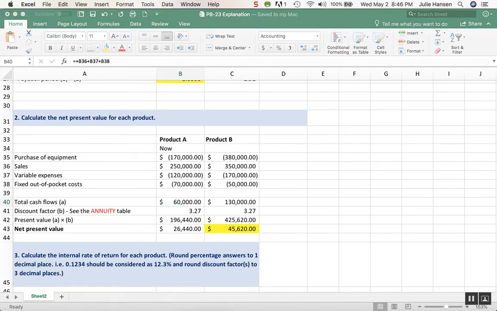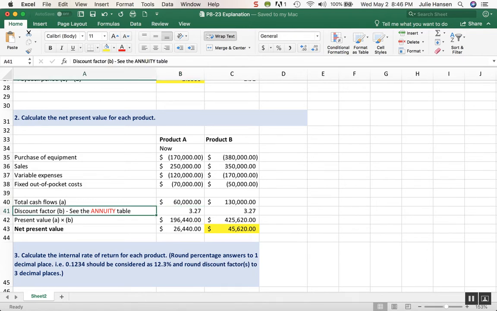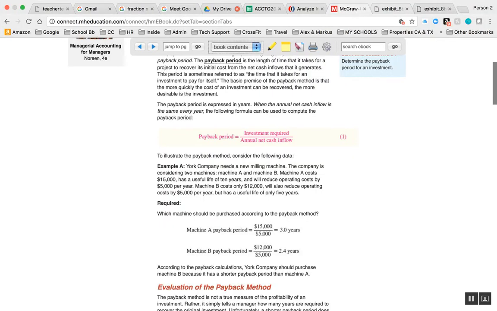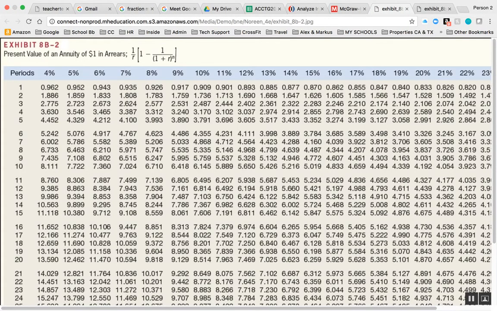All right, so how am I going to do that? I'm going to find it in my annuity table. Why am I going to my annuity table? Because this is an annual $60,000. It's not a one-time shot. It's every year for the next 5 years. I just have to figure out what that means in today's dollars, okay? So that is why I'm going to head over to my annuity table, which is this table right here.